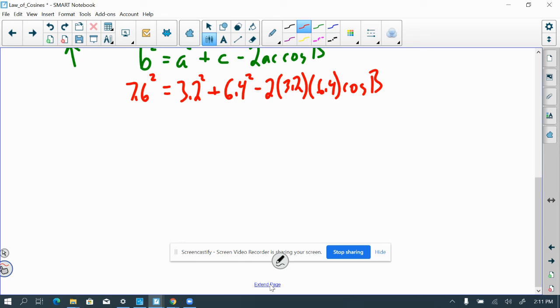All right, calculator, 7.6 squared, 57.76 equals, I'm just going to add these two up in my calculator. I don't want to write down all this stuff. 3.2 squared plus 6.4 squared is 51.2 minus 2 times 3.2 times 6.4 is 40.96 cosine B.